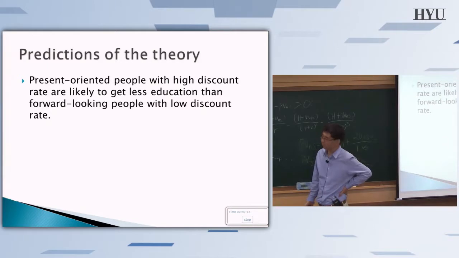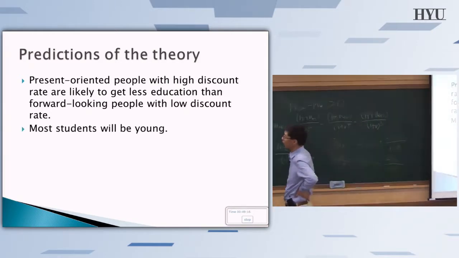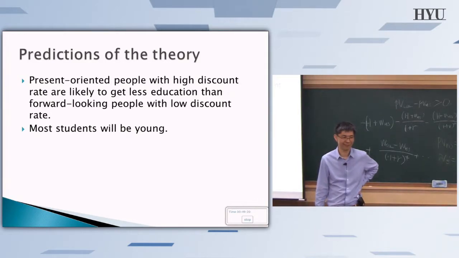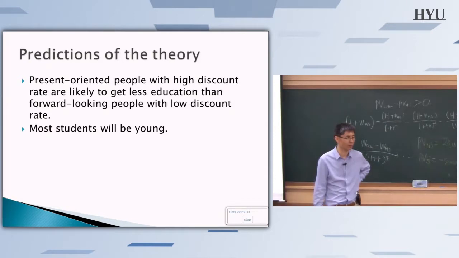Another prediction is that most students will be young. That's what the model predicts. It can even predict your age. Isn't it amazing? It can tell that you're going to be young. How come this model tells you students must be young? Why is age important in your education decisions?